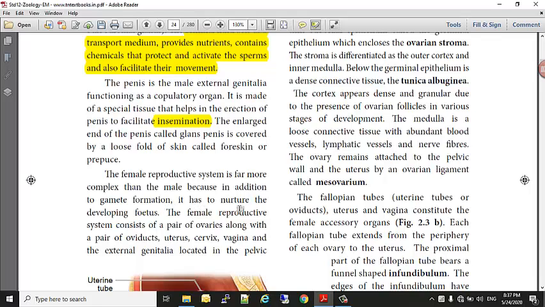Yes, it has to nurture the developing fetus because the embryo develops in the female reproductive organ, isn't it? A female reproductive system, and hence it makes it more complex.